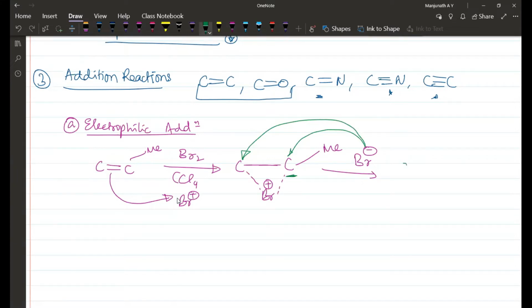So it will become C, Br, C, Br, Me. There is one hydrogen here. There are two hydrogens here. This will be the product. And you should know this addition is always trans addition. Why is addition trans? Because of the bulky bromine here, the second bromine also cannot approach from the same side.